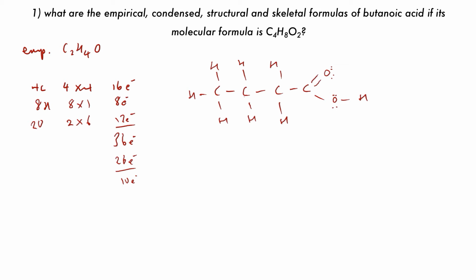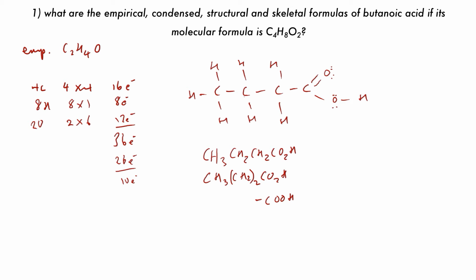So the condensed formula for this would be CH3, CH2, CH2, CO2H, or I could also write it out as CH3, CH2, then in brackets 2, because that's the same structural motif, CO2H, or I could write this carboxylic acid part out as COOH, and then the rest remains the same. Those are all valid ways to write out the condensed formula for butanoic acid.